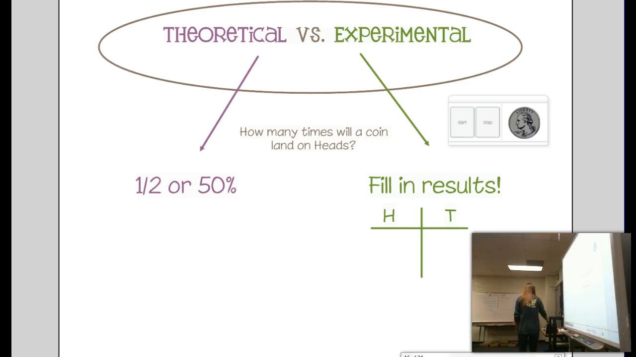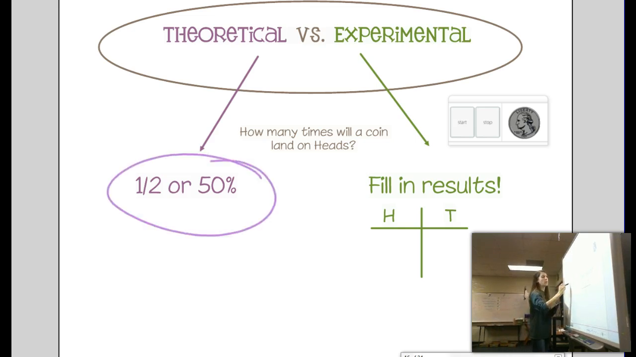So, in theory, when you flip a quarter, how many times should it land on heads? Okay. We'll do it on here because I'm going to bring this around the room. In theory, how many times should it land on heads? Half the time. So 1/2 or 50%. This is called theoretical probability.